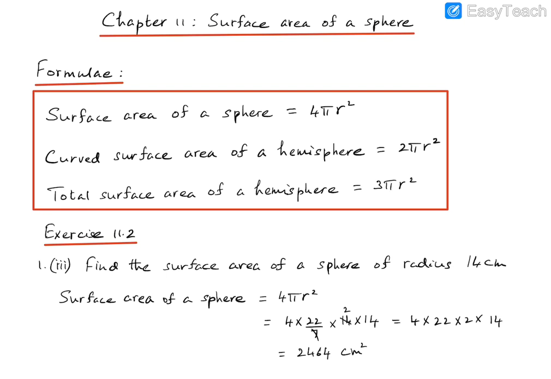Okay, so very straightforward, very easy. The radius is given. We just have to substitute the value of the radius in the formula for the surface area of the sphere.